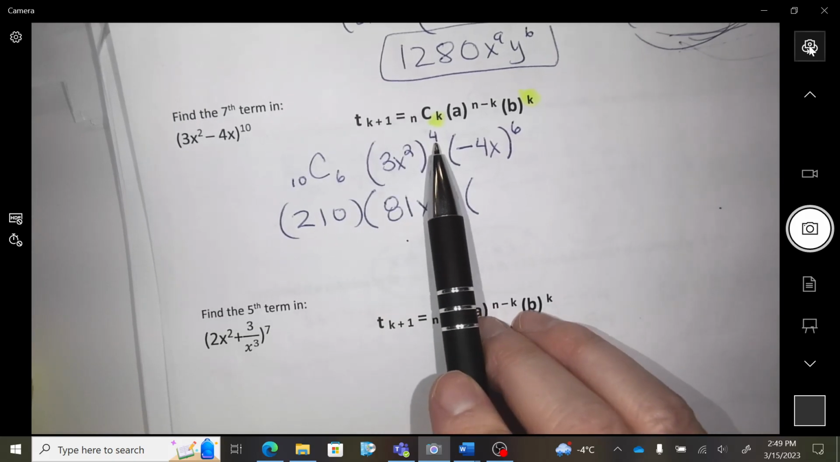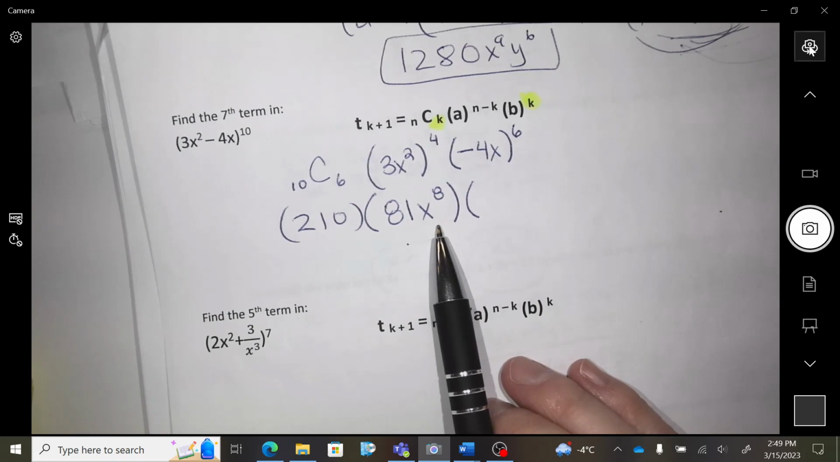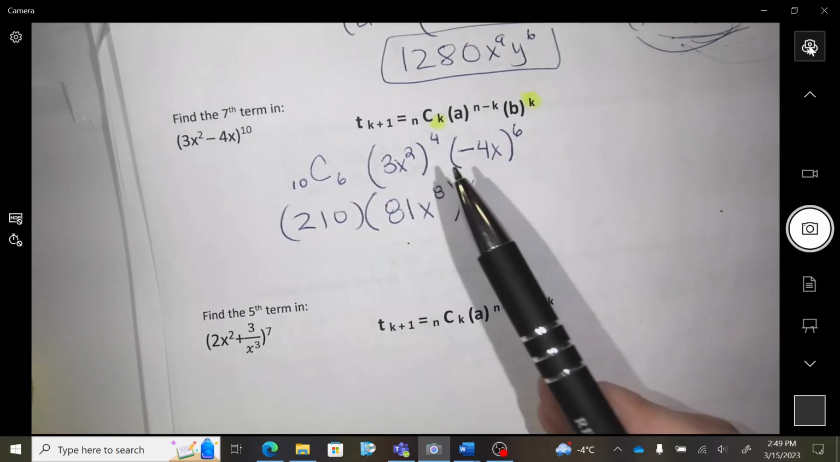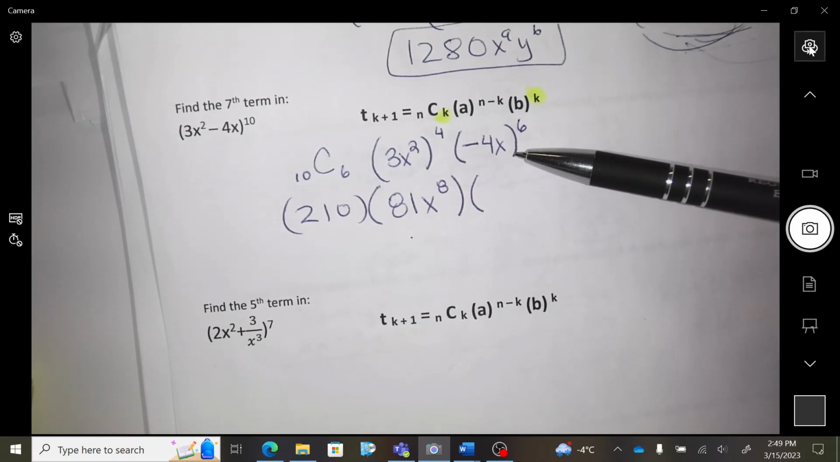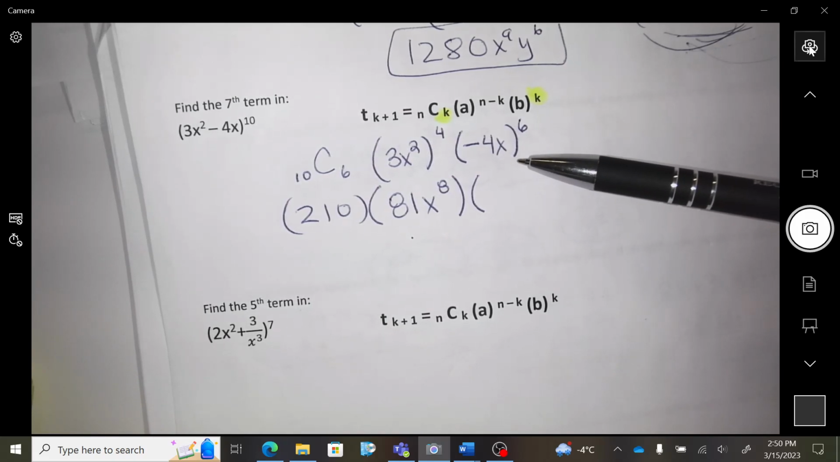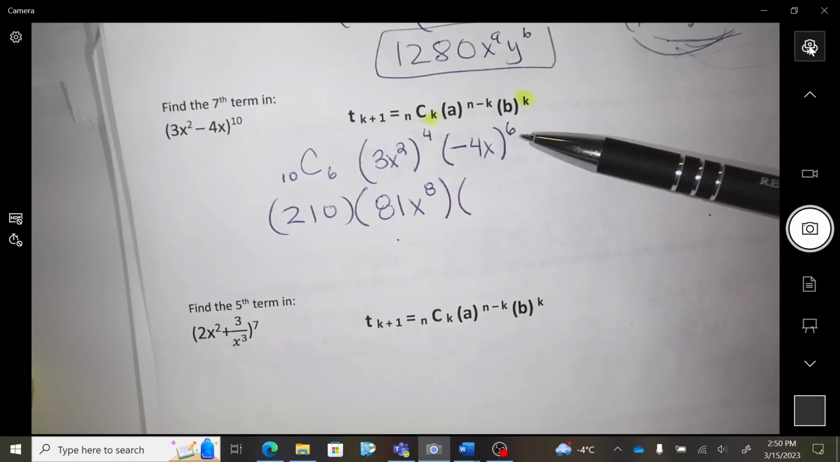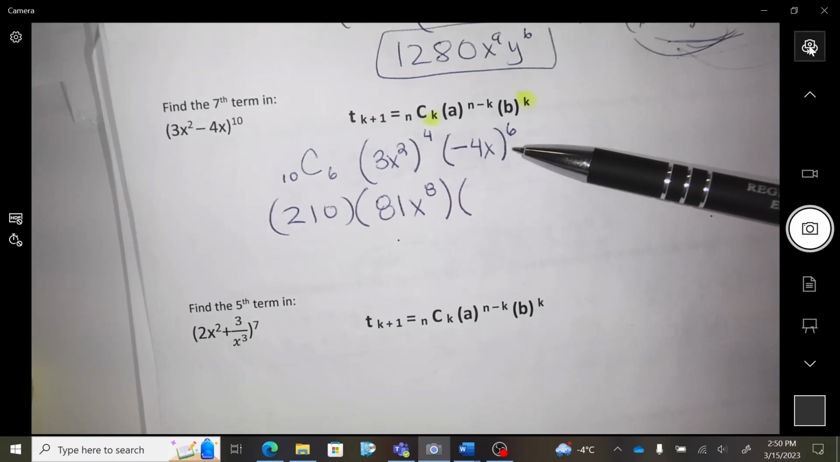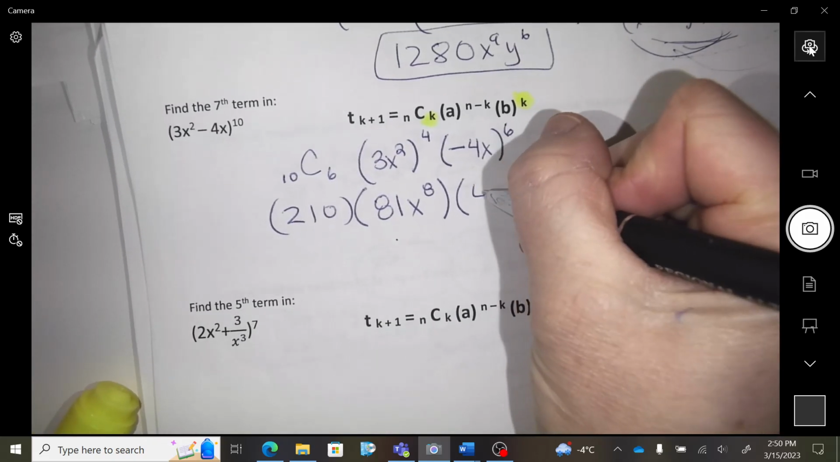So 3 to the 4th is 81. Did you get an 8 on those ones? Can you tell me if this is positive or negative when you do that? Positive, right? I get people who type that into their calculator wrong and they get a negative. Well, just think ahead. Negative 4 to the 6th, an even degree, should be positive. Positive.